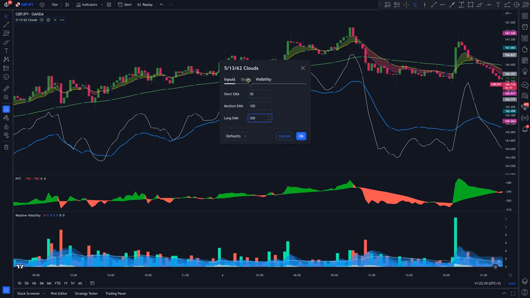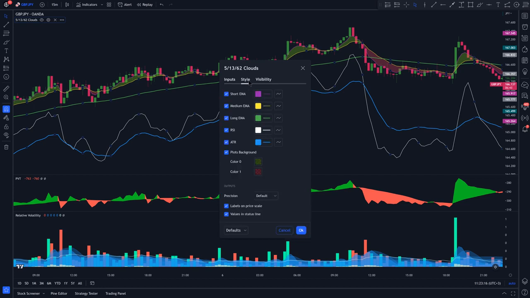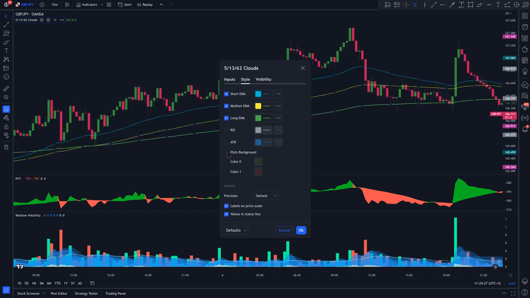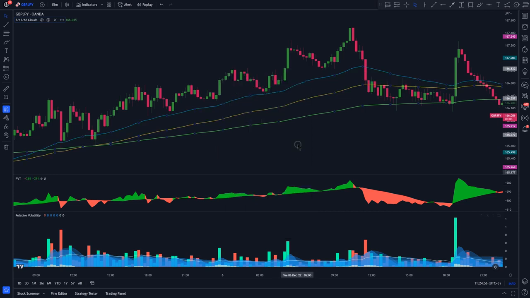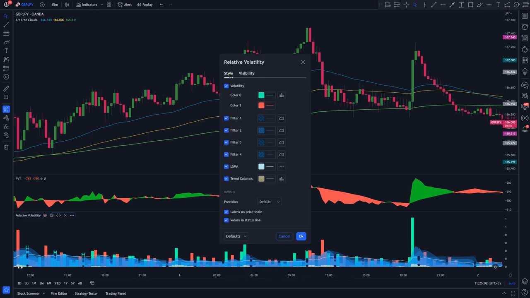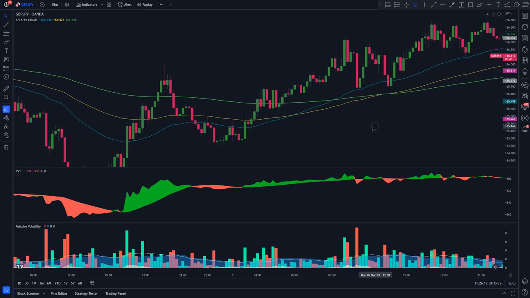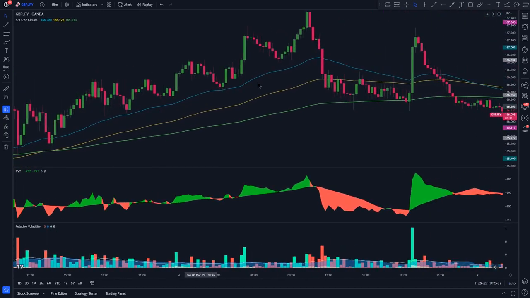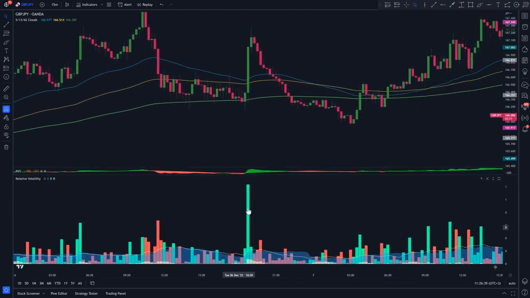On the Style tab, make the following changes exactly like I'm doing right now. And then click OK. Next, double-click on the Relative Volatility indicator. On the Style tab, uncheck these 3 filter options, and then click OK. Now we're going to be using these 3 EMAs as our overall trend confirmation indicators. The Relative Volatility indicator is going to be used to identify market volatility and to make sure it is high enough to push the price in the direction of our trades.